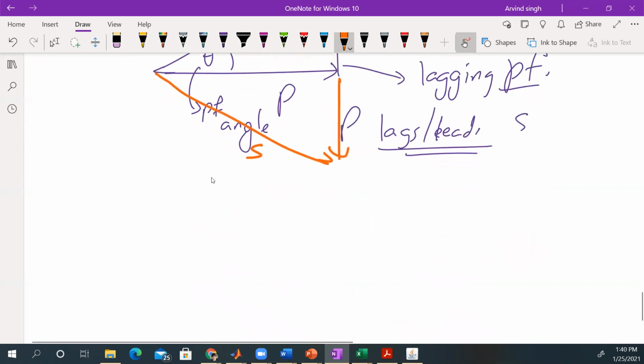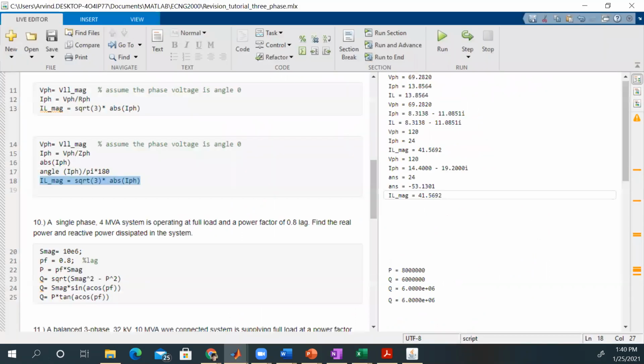Right. So next, we have some more calculation questions. Let me see where I have my live script. Good. So we have for number 10, a single phase 4 MVA system operating at full load with a power factor of 0.8 lag. Find the real power and reactive power dissipated in the system.